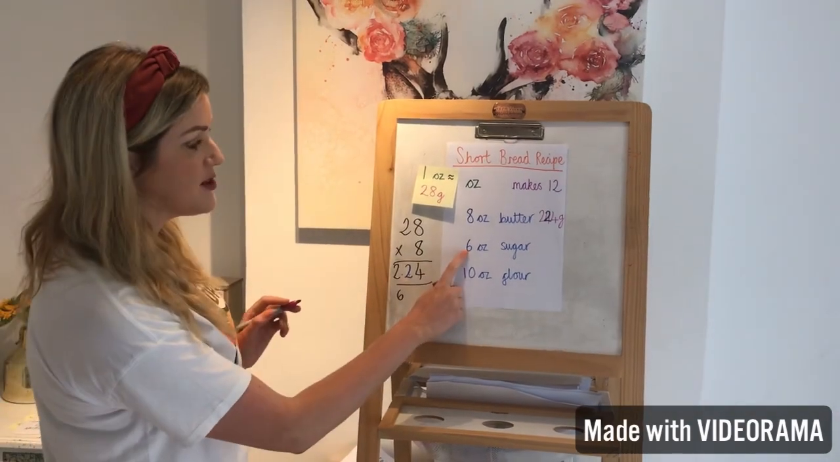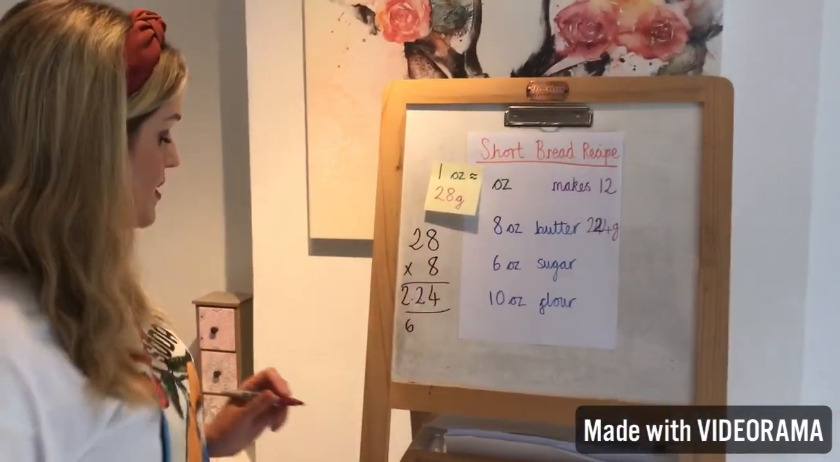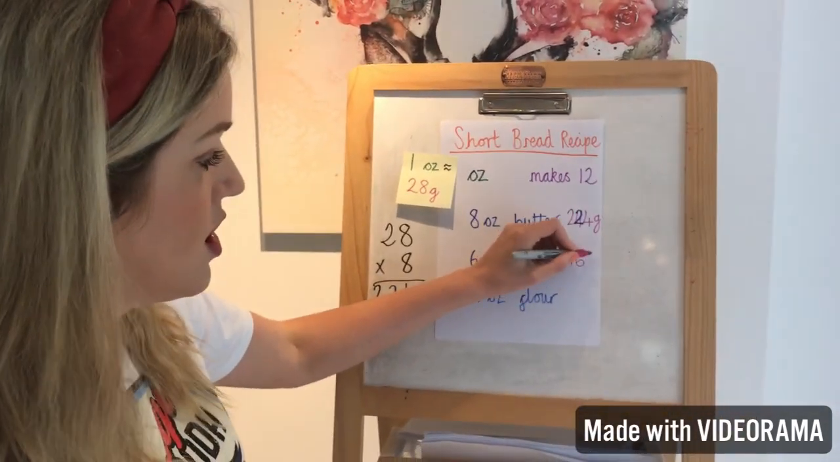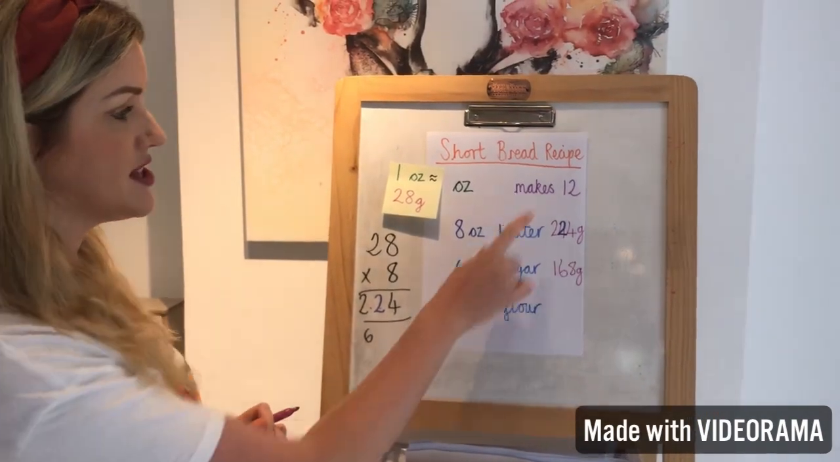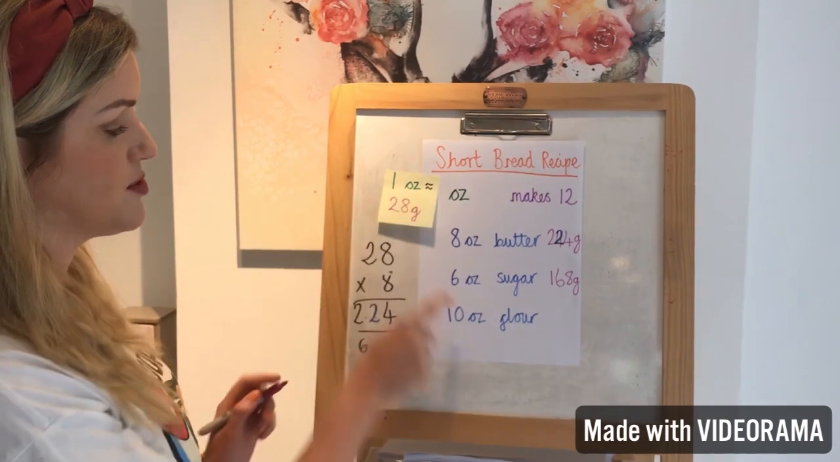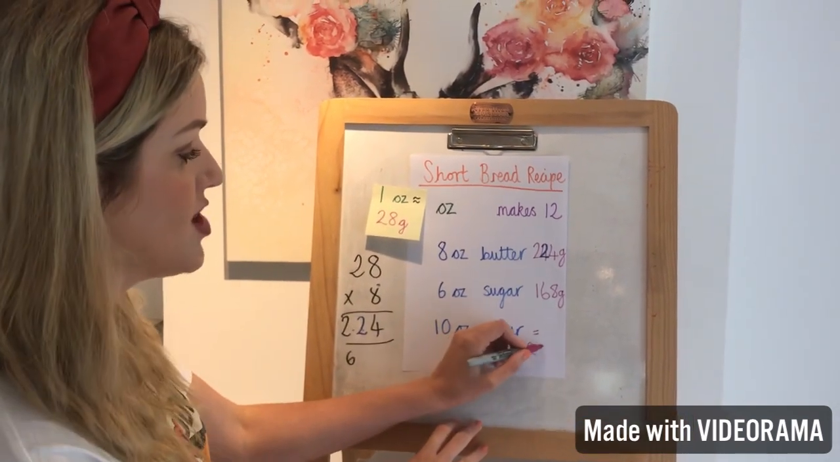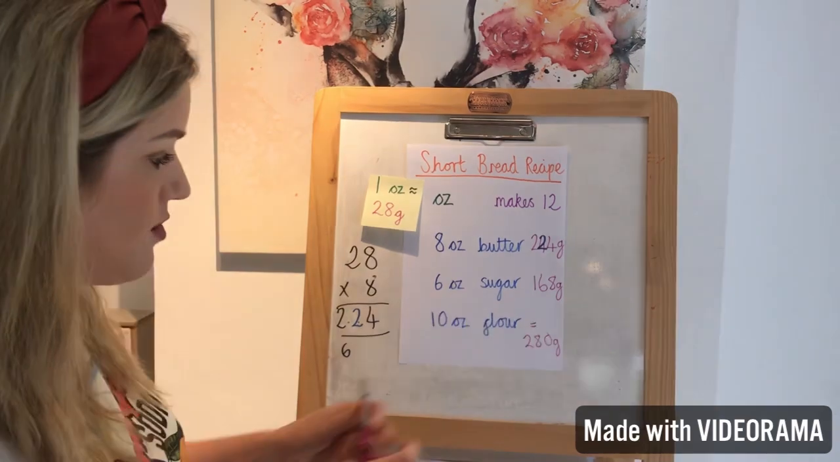So 6 ounces would be 6 times 28, which was 168 grams. And 10 ounces, that's nice and easy. We just times 28 by 10, so we need 280 grams of flour.